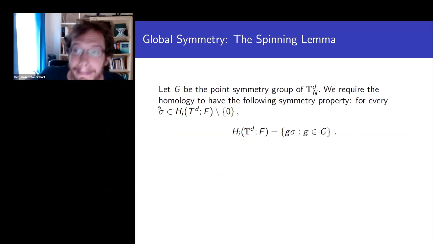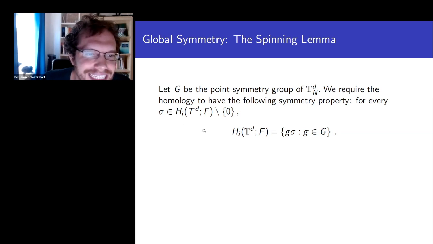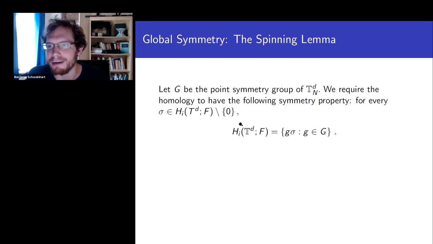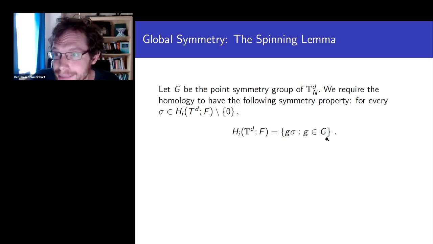So basically, in simple terms, the symmetry property we want the homology of the torus to have is that for any non-zero element of our homology group, we want to be able to spin up an entire basis out of just that element of the homology, by looking at its image under the symmetries of our symmetry group. So that's this statement here, that the homology of the torus will be generated by g sigma, where g is in our symmetry group.